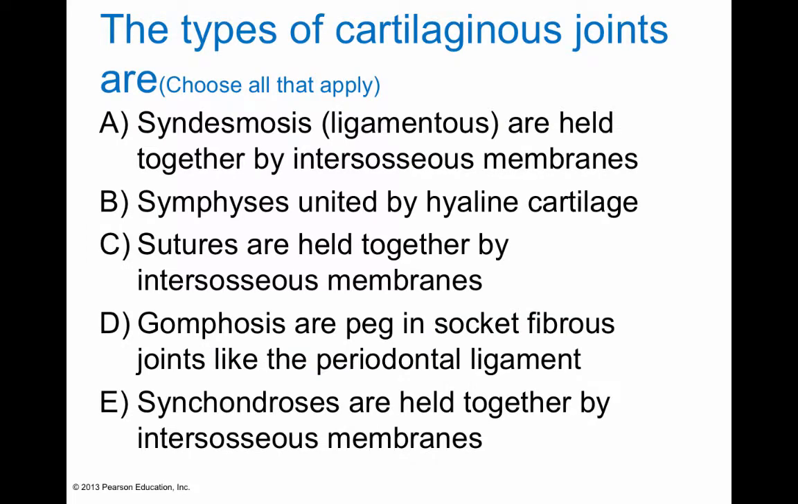Now let's talk about the types of cartilaginous joints and which ones are correct here. A, syndesmosis or ligamentous are held together by the interosseous membrane. B, symphysis united by hyaline cartilage. C, sutures are held together by this interosseous membrane. D, gomphosis are peg and socket fibrous joints like the periodontal ligament. Or E, synchondrosis are held together by the interosseous membrane. Which is correct there? I will give you a few moments to review.